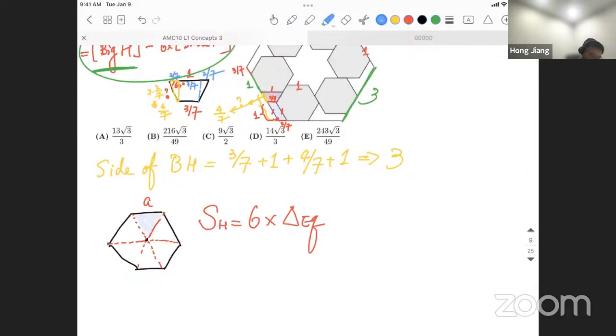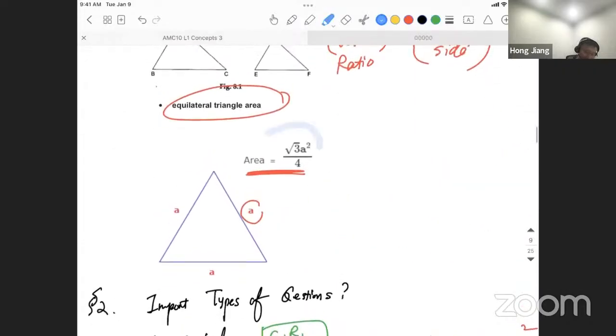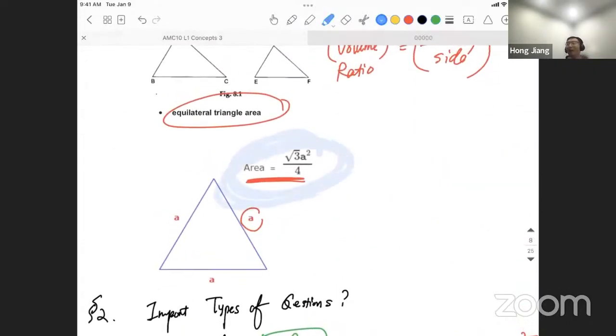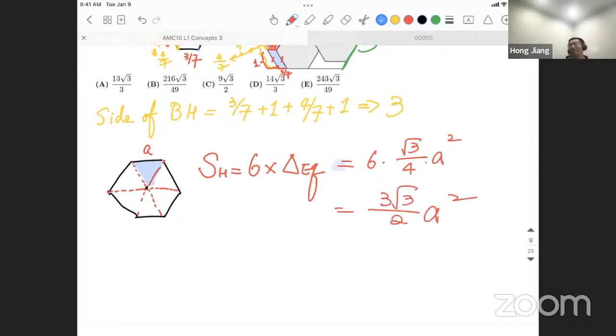This is what we just mentioned previously. Still remember? The equilateral triangle's area is going to be what? Root 3 over 4 a squared. So therefore, this is going to be 6 root 3 over 4 a squared, which is 3 root 3 over 2 a squared. You see, this is so easy, right?